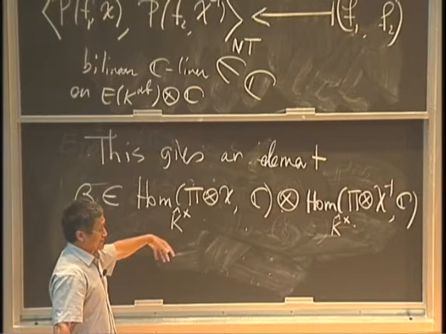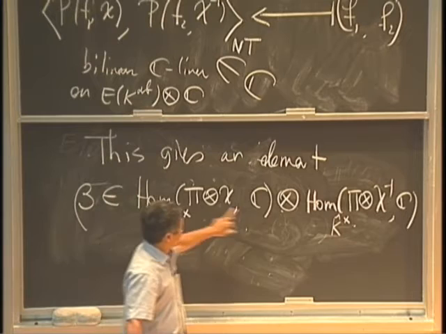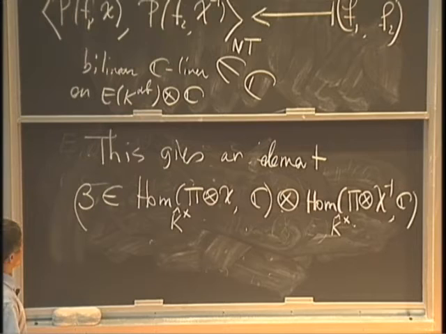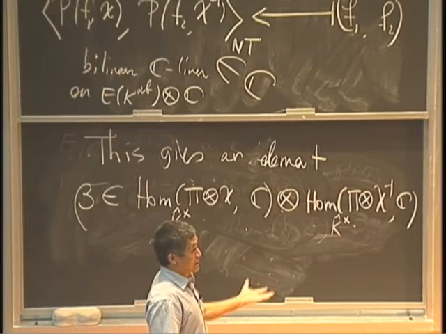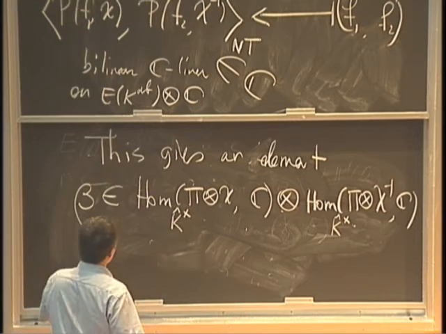There's completely no arithmetic here. This is one dimensional. This is an irreducible representation of GL2 of Q hat. So there's nothing to do with the elliptic curve. OK, this is the first observation: when you do this Petersson integral, take a Petersson pairing, you actually get a bilinear functional in this space.